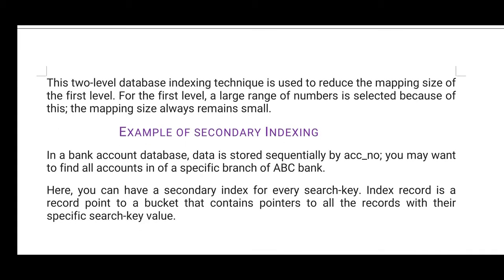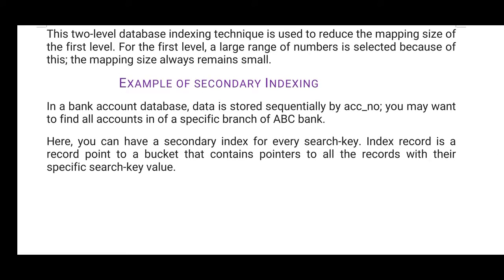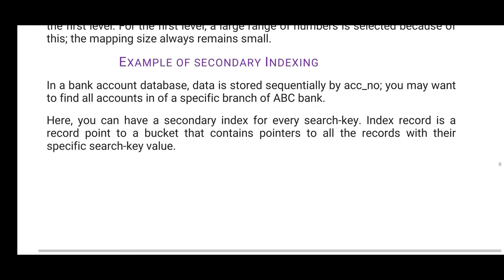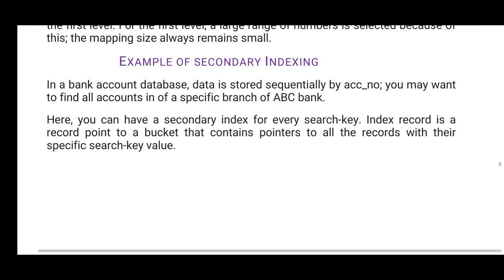For the first level, a large range of members is selected so that the mapping size always remains small. Example for secondary indexing: in a bank account database, data is stored sequentially by account number. You may want to find all accounts of a specific branch of a bank.